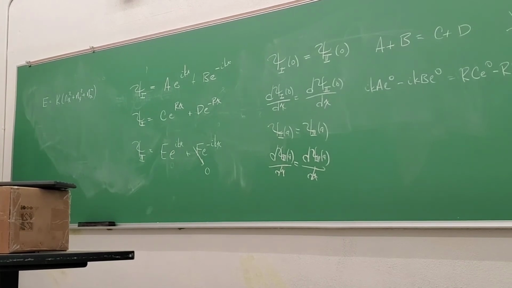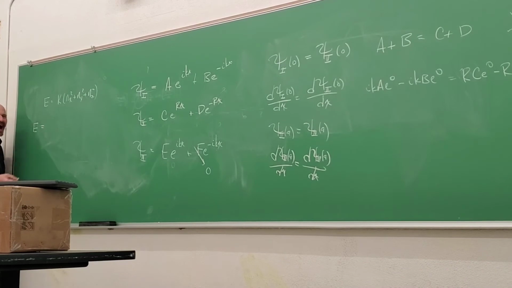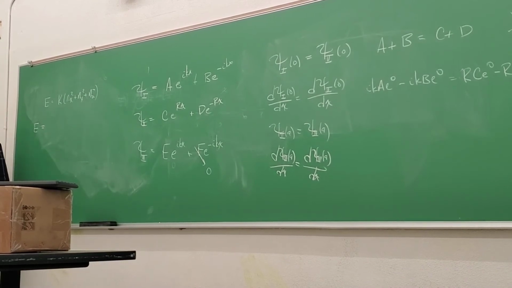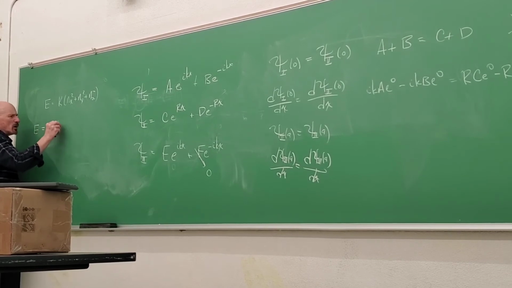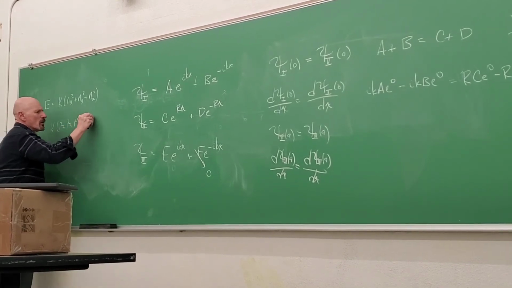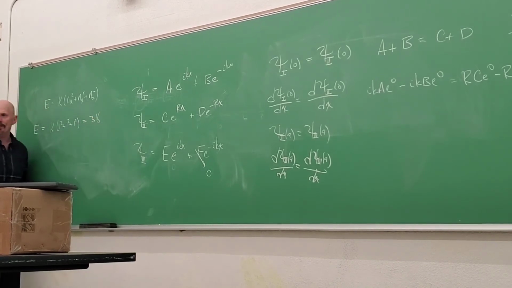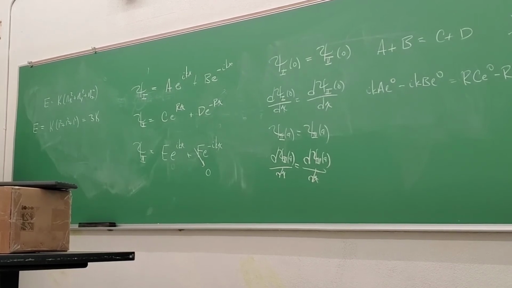The first energy state has got to be the lowest quantum numbers. So the first energy state is going to be K times 1 squared plus 1 squared plus 1 squared, or 3K. It is non-degenerate. There's only one quantum state that has that energy.